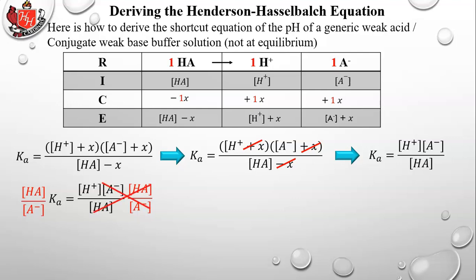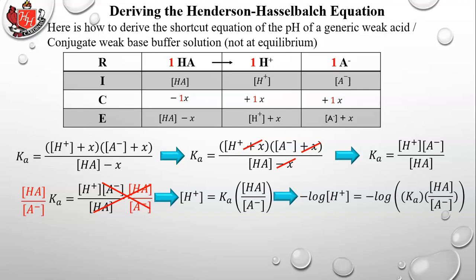So on the right side, the A minuses cancel out and the HAs cancel out. And you have them now over on the left side, Ka times HA over A minus. That's your original concentration of your acid over your original concentration of your conjugate base. So now you're going to solve for the H plus. Well, it's actually already done that, and we just rearranged it, put the H plus, the hydronium, over on the left.